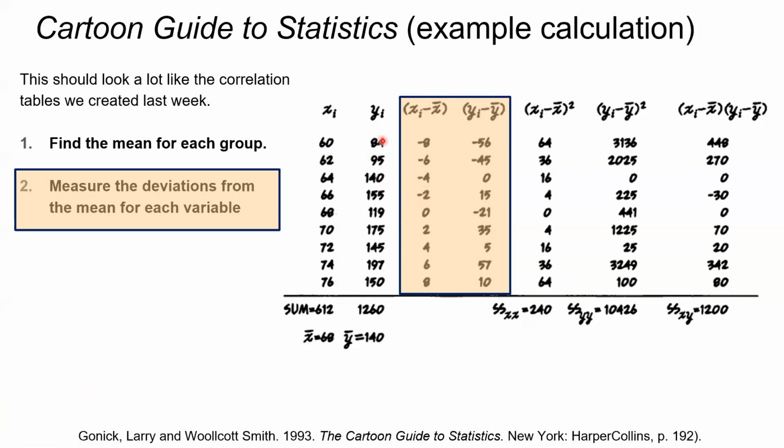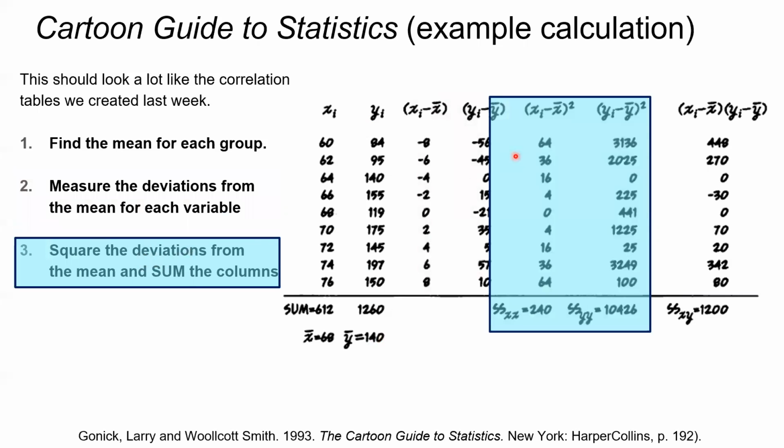We do the same thing for our Y values. 84 minus 140 is minus 56. 95 minus 140 is minus 45. 140 minus 140 is 0, and so on. So we do that all the way down. So that is step 2.